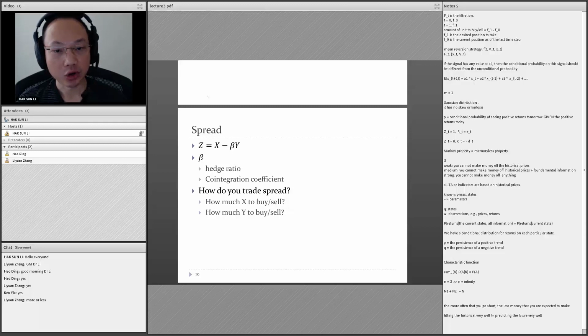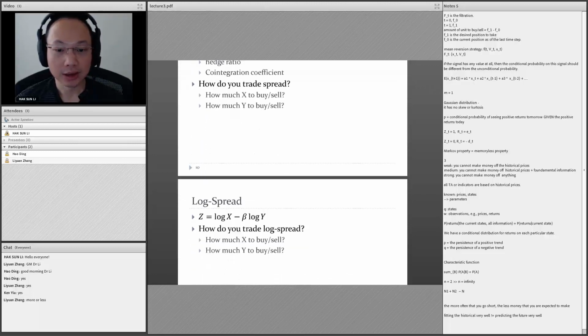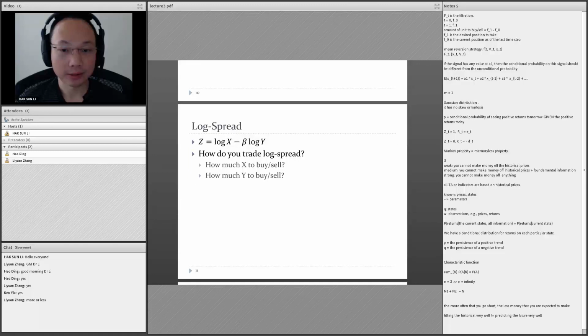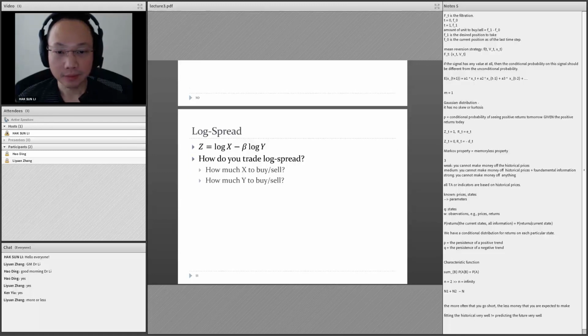But as we mentioned in lecture one, often we don't analyze the price data. We analyze the return data, and specifically we analyze the log return data. So log X is basically the log price, and if you have log X1 minus log X2, then you have the log return of X. So this is the log spread. The idea is the same: you buy certain units of X and then you sell certain units of Y.